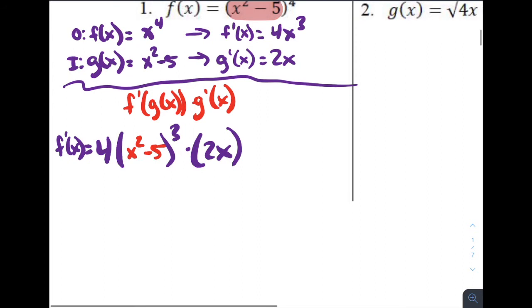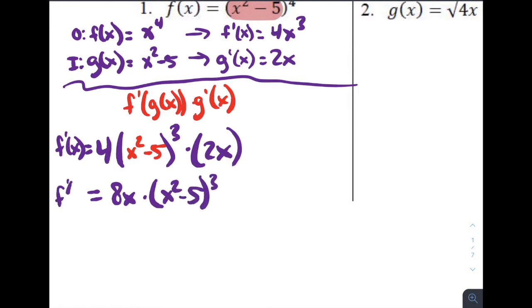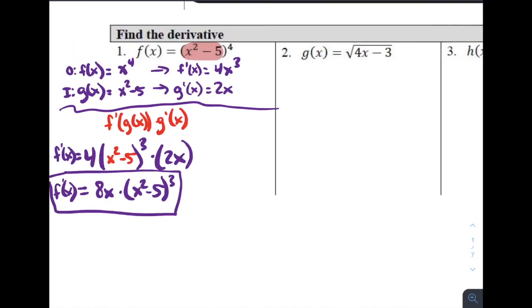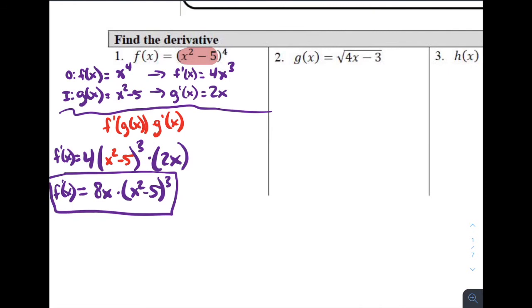I'm going to clean it up a little bit. We'll multiply that 4 and that 2 together, so that is going to be 8x times the x squared minus 5 to the third power. I think that is probably a good spot to end for this particular problem. Nice. That's number 1. Number 2, let's do the same process again.